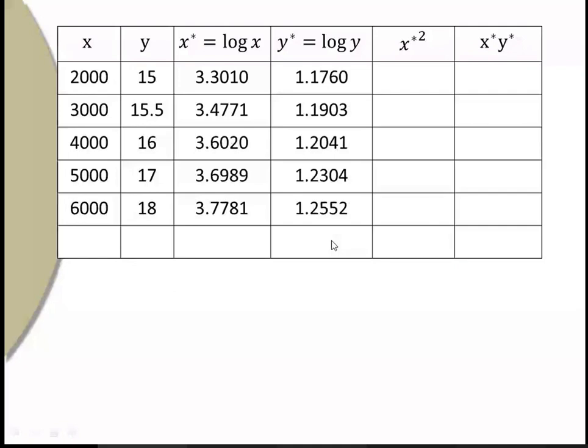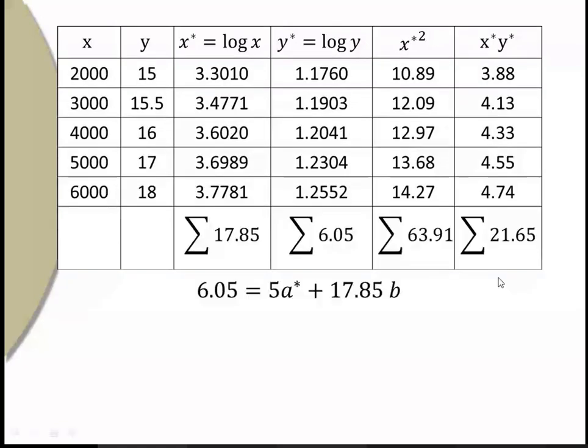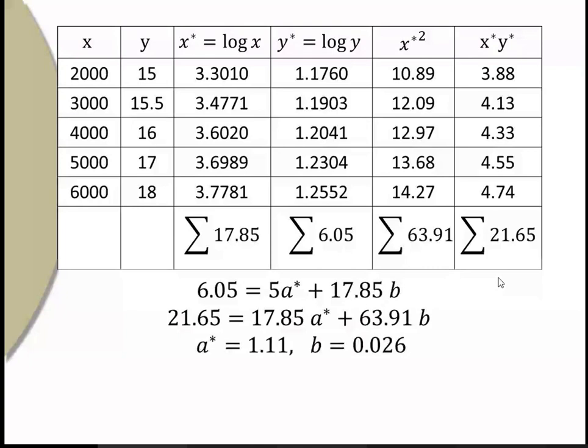Then we have the summations. Put these values back into both normal equations. Solve them simultaneously. It gives us the values of a star and b. b we get directly, but here we get a star, but we want a. So don't forget to take its antilog. So these are the values of a and b. Okay, and putting a and b into the first equation, we can get the equation of the geometric curve.